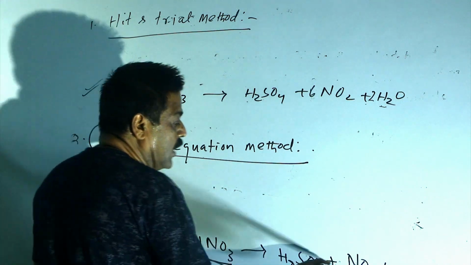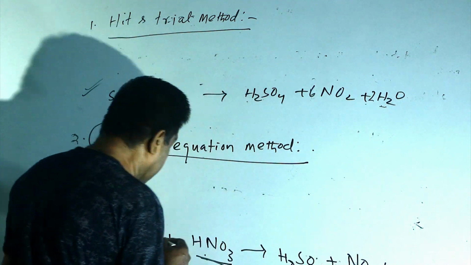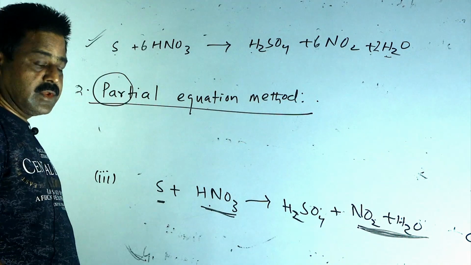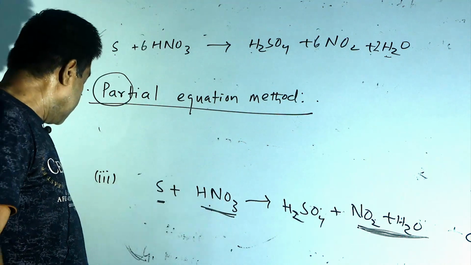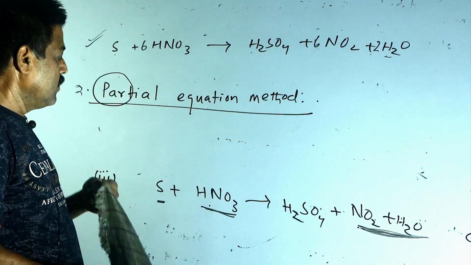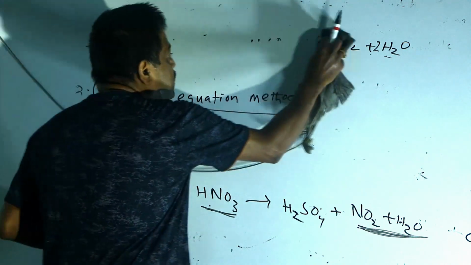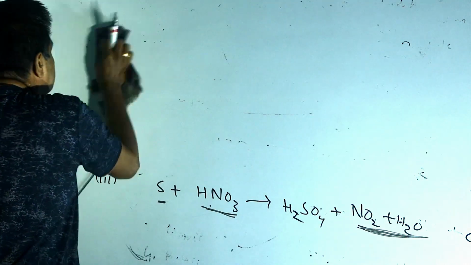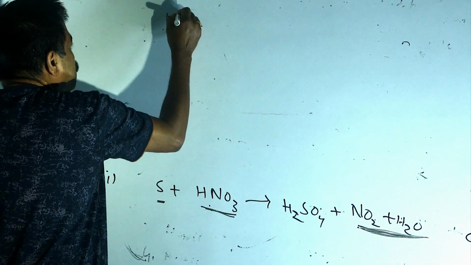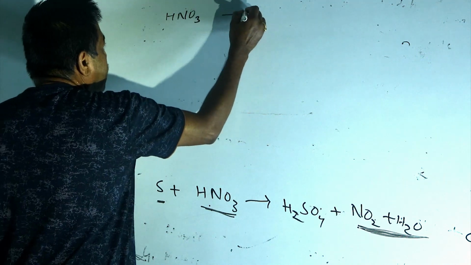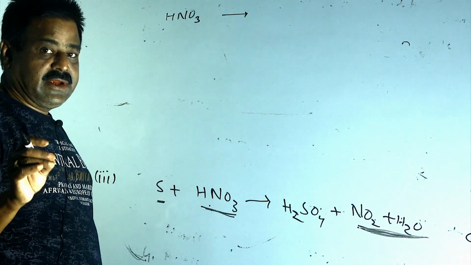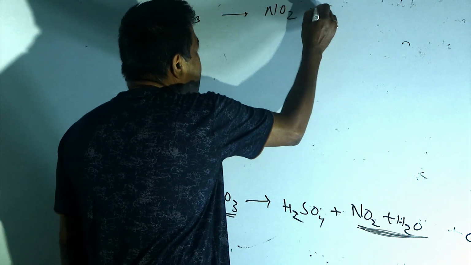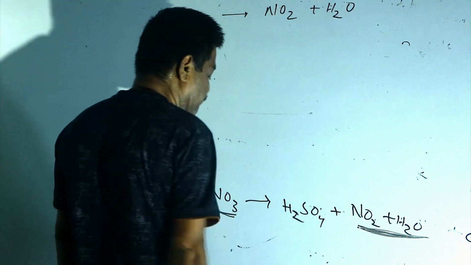HNO3 can give NO2 and H2, that has sulfur atom has no play here. There is no role to play here. Therefore, HNO3 is to be broken down. First part equation is given like this, that is HNO3 is to be broken down to give NO2 and H2. This is one part equation.